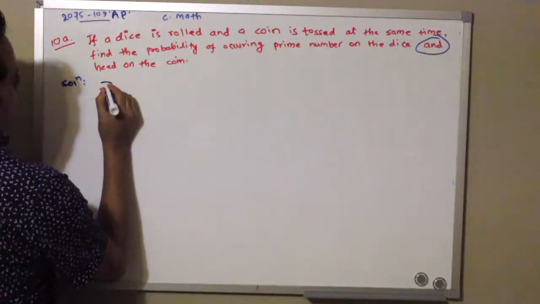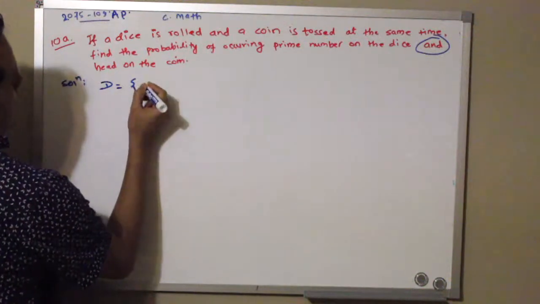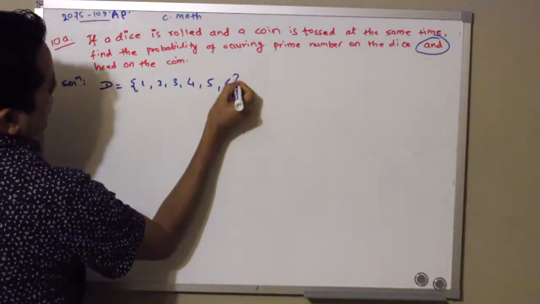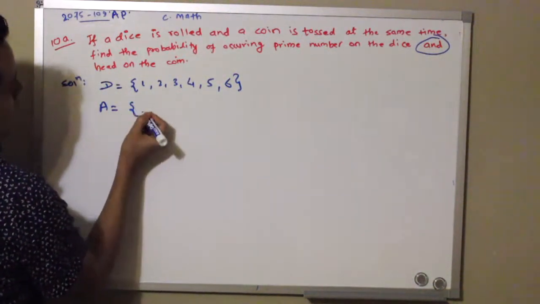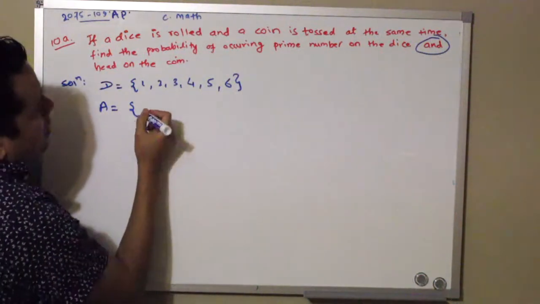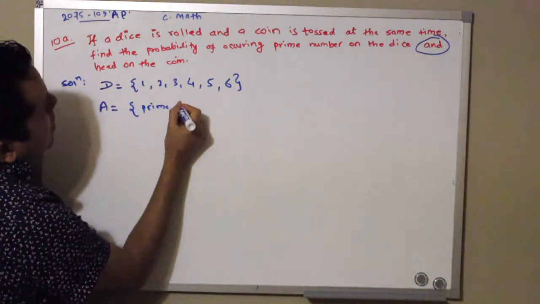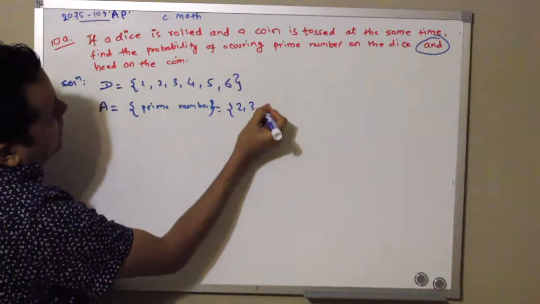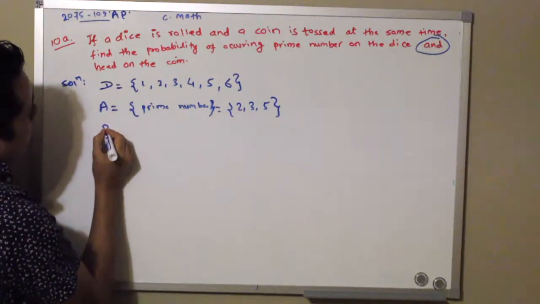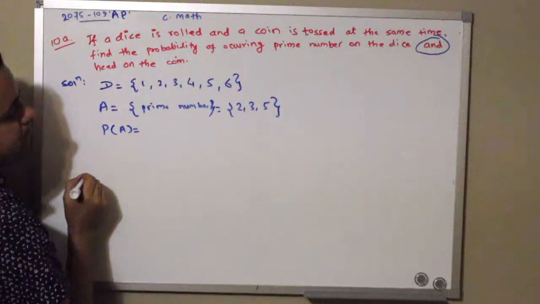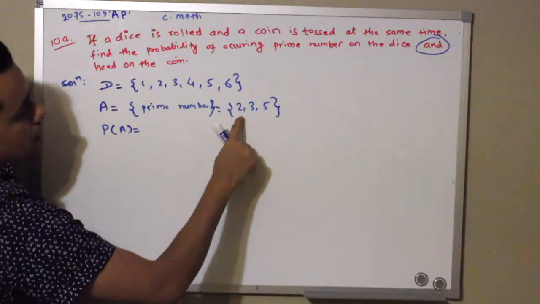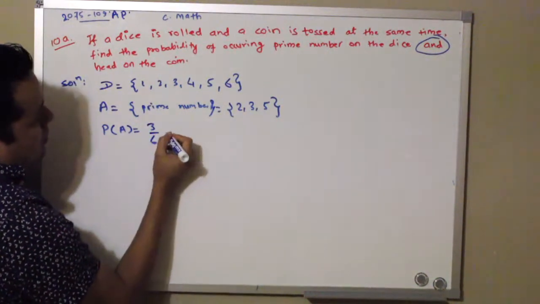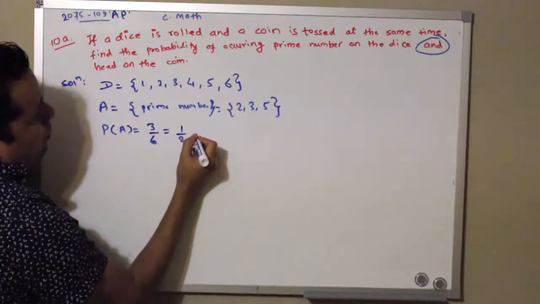So firstly, write down when you toss a dice, what are the possible outcomes? 1, 2, 3, 4, 5, 6. So my event A is a prime number, which is equal to 2, 3, 5. Then calculate the probability of A. How many are intended? How many total? So 3 over 6, which is 1 over 2.